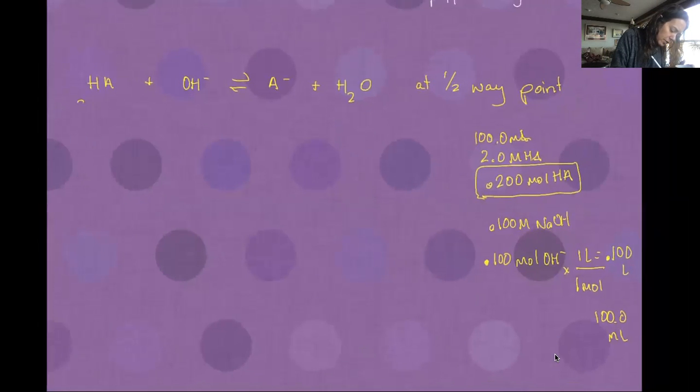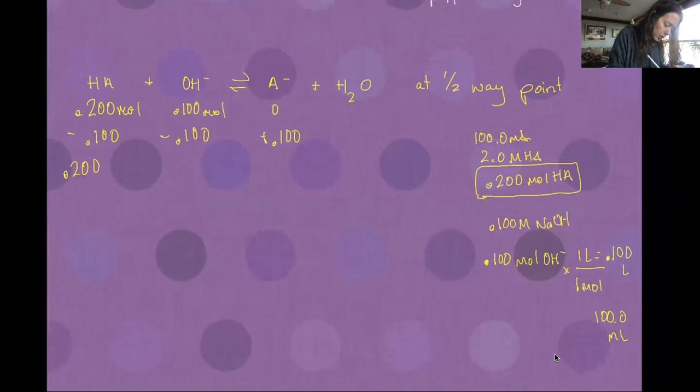Okay, so we have 0.2 moles of this. We've gotten to the halfway point. It's 0.100 moles. We do not have any. Minus 0.100, minus 0.100, plus 0.100. So 0.200, 0.100, 0.100. Now, we still have some acid and some conjugate base.